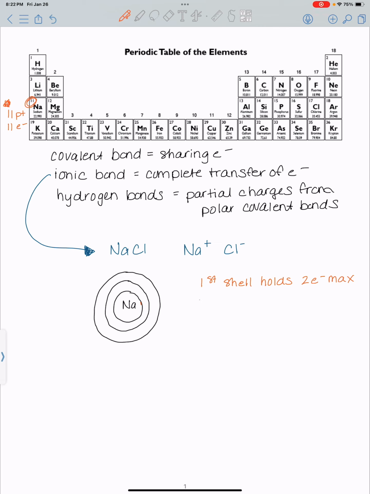Every energy shell past that, and there are 7, so the second through 7th shell, holds 8 electrons max. And this is what you call the octet rule.